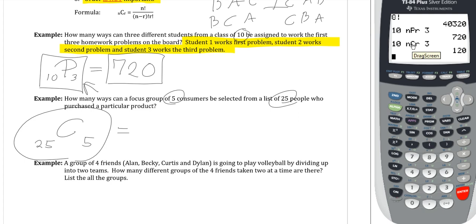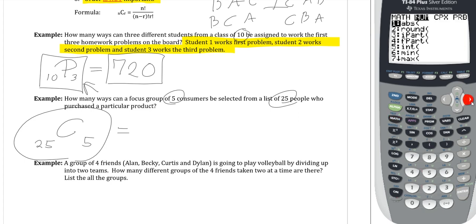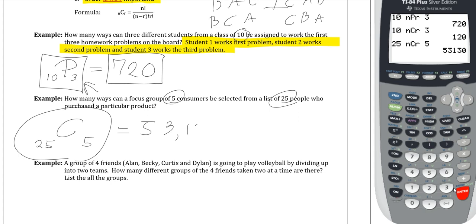Now to run this, in our calculator we hit 25 first, go to math, go over to the probability tab, and we want the function for combinations. So 25 NCR, and we are selecting 5. That will give us 53,130. So that's how many ways we can select 5 people from a list of 25. A lot more than people would maybe think at the beginning.